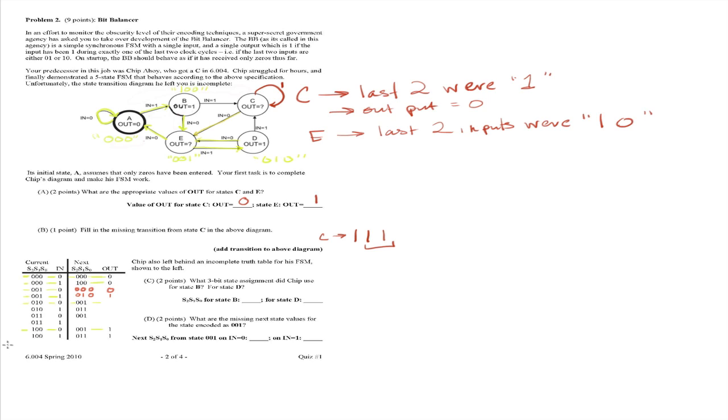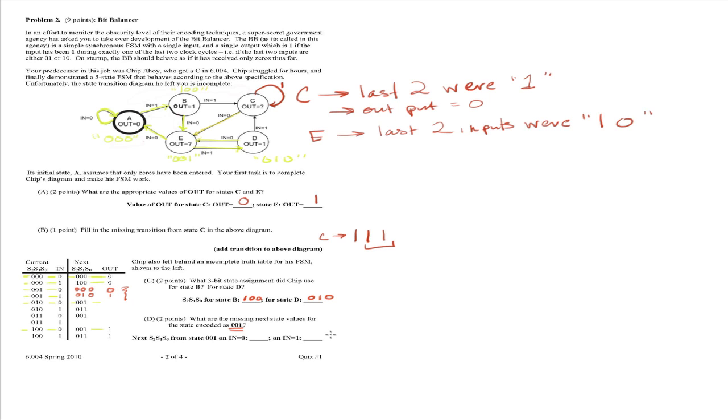Okay, so now I think we have some information to answer part C. It says, what are the 3-bit state assignments for state B and for state D? So for state B, we determined that was 1, 0, 0. And for state D, we determined that was 0, 1, 0. And it also says, what are the missing next state values for the state encoded as 0, 0, 1? So that would be state E. And we just figured those out right here.